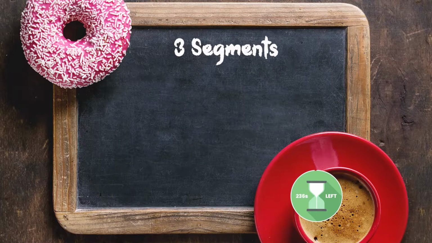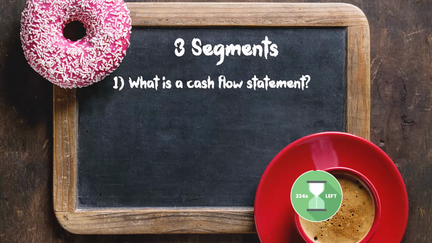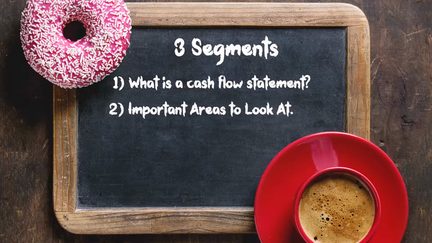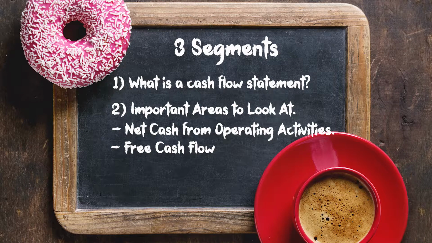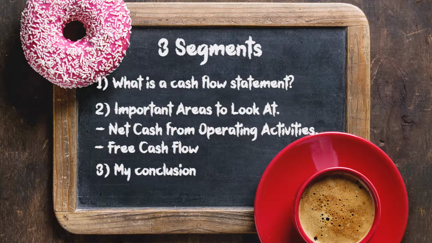4 minutes? Yeah. We are going to break this into 3 segments. 1. What is a cash flow statement? 2. Important areas to look at, i.e. net cash from operating activities and free cash flow. Lastly, my conclusion.